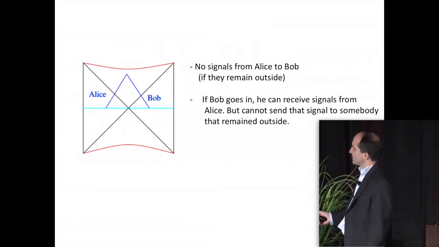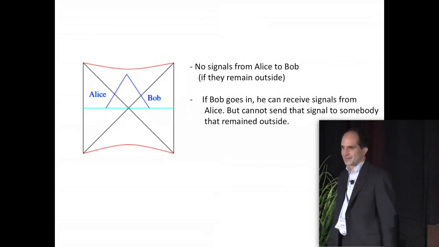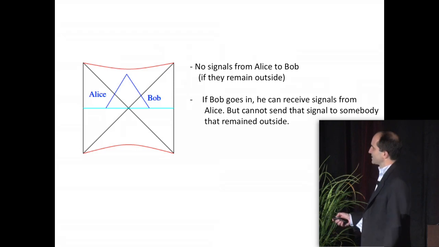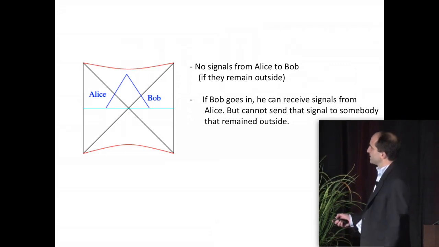Now, the geometry is such that if Alice remains outside, Alice cannot send the signal to Bob, because if Alice sends a signal, it will hit the singularity, but it will never come back out. As I said, this distance, which is 2 meters, is a spatial distance. And in order to send the signal, these two horizons start moving away from each other in the interior, and it's hard to send a signal.